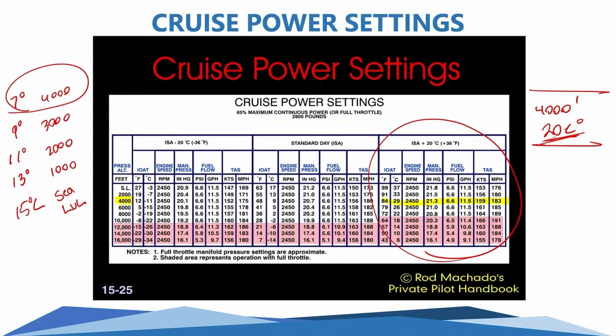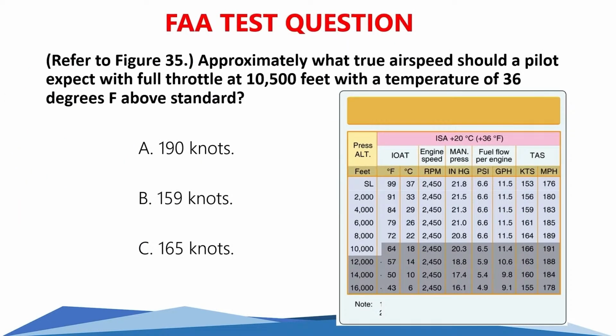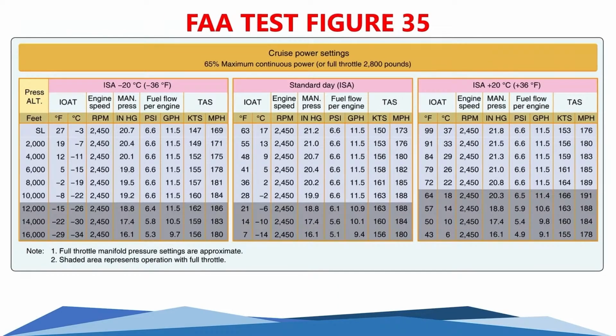Okay. So what I want to do is give you guys an opportunity before we leave. This last question here is right here. In figure 35, I'm going to make it a little bit easy for you, but approximately what true airspeed should a pilot expect with full throttle at 10,500 feet with a temperature of 36 degrees above standard? This is what figure 35 looks like.